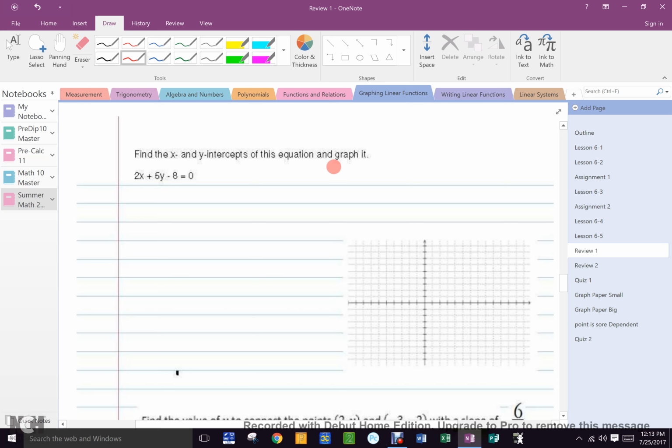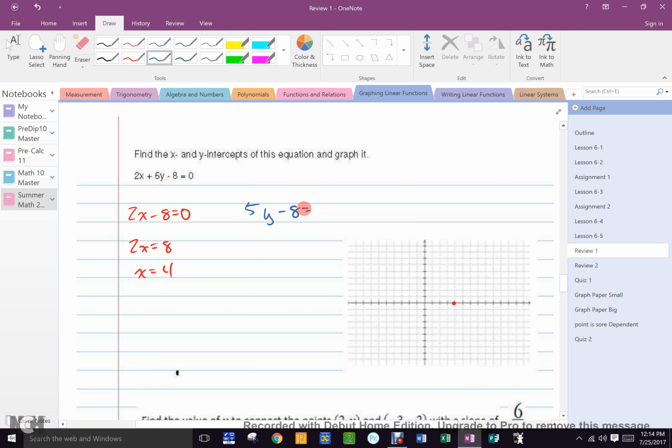Find the x and y intercepts and graph it. All these are out of 2: 1 for the algebra, 1 for the graph. X and y intercepts. 2x minus 8 equals 0. 2x equals 8. X equals 4. There's one intercept. 1, 2, 3, 4.